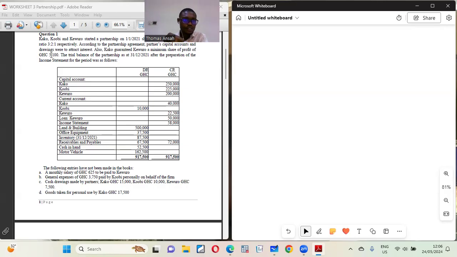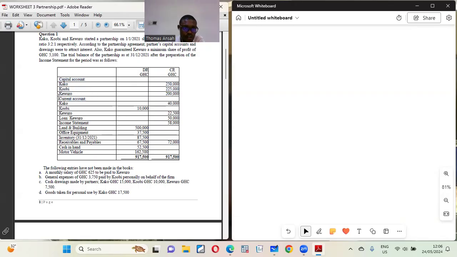Partners' capital account and drawings will attract interest, okay? It says that also Kako guaranteed Kero a minimum share of profit of 5,100. Remember, we've explained that. So it means that hook or crook, the minimum of 5,100 he has to get. The trial balance of the partnership as at 31st December, after the preparation of the income statement for the period, is as follows. So that is what we have: the capital account of the 3 people.